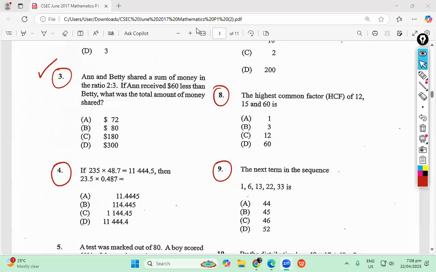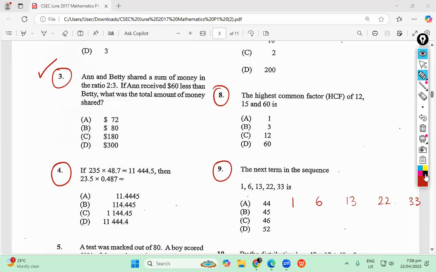All right. So let's start with number 9. I'm kind of working backwards. I want to do number 3 last, okay? The next term in the sequence. So we start off with, let me write it here a little bit bigger: 1, 6, 13, 22, 33.